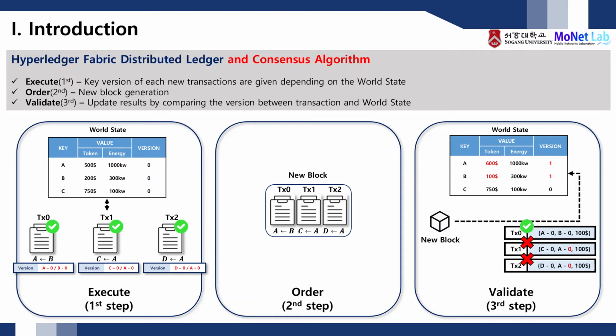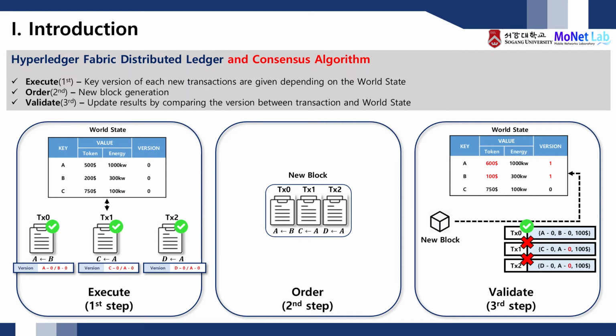On the second step, order, the Hyperledger Fabric consensus mechanism gathers all valid transactions and sorts them in chronological order. With the current example, where we suppose transaction 0 is the fastest requested and transaction 2 the latest, the transactions altogether would be ordered by 0, 1, 2. The last step is validate. Transactions will be instantly reflected in the world state one by one.